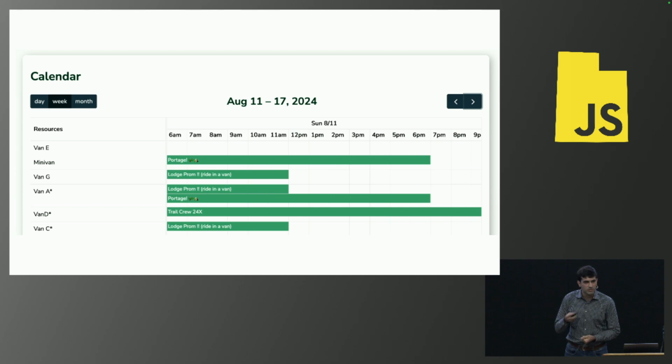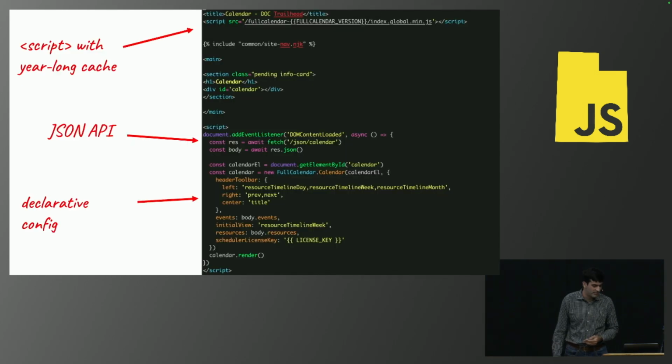I can switch between weeks, switch between day view and month view, and there's no reason I should have to hit the network every time I do that. And so I just bought Full Calendar. And with Full Calendar you get a license and you can use it forever. And I just give it a JSON API.